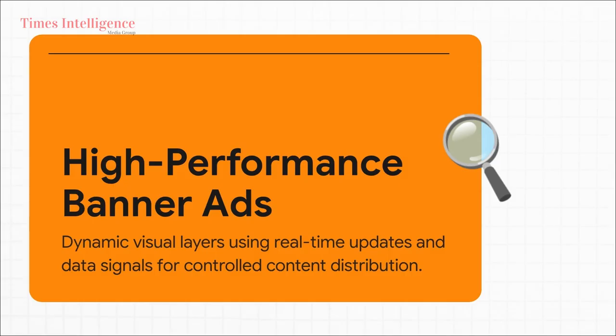To really grasp this engine, we basically need to completely redefine our terms. High-performance banner ads are dynamic, structured visual communication layers. What that means is they use real-time updates and live data signals to distribute controlled content. We are definitely not talking about static images that someone uploaded once a month. Not at all. These are active, intelligent revenue drivers embedded seamlessly right into your ecosystem.